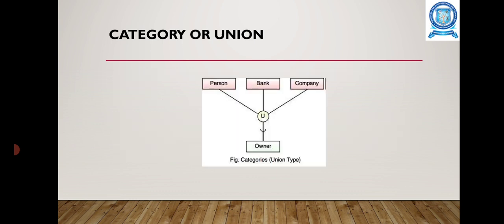Here is the same example represented using a diagram, that is person, bank, company. These are related with the owner. Here the union, that is the three entities, are included in the particular category.